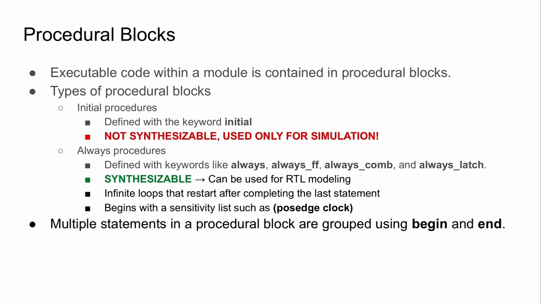But regardless of the type, all always blocks have one thing in common: they run in an infinite loop, restarting once they finish executing. Most of the time, we use an event trigger, like a positive clock edge. So the block runs whenever that event occurs. This is key for modeling sequential logic.